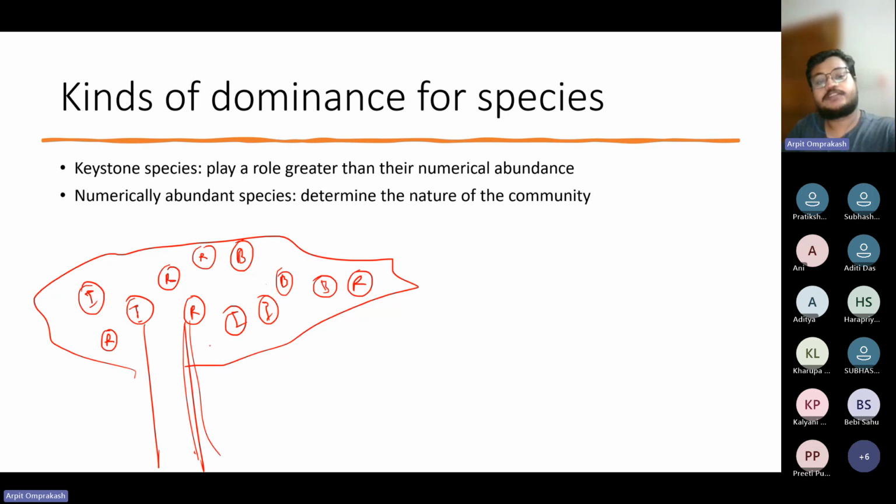So basically, this ficus tree, even if it might be very low in number in a given community, plays a much greater role because it provides a lot of different resources that can be utilized by a lot of different species or populations.